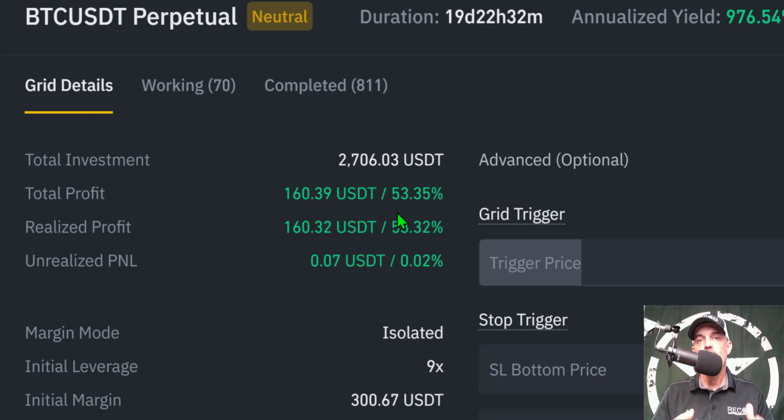Just a quick update on how this bot is performing, and with a 53% profit over a 20-day period, this bot is currently winning the battle.